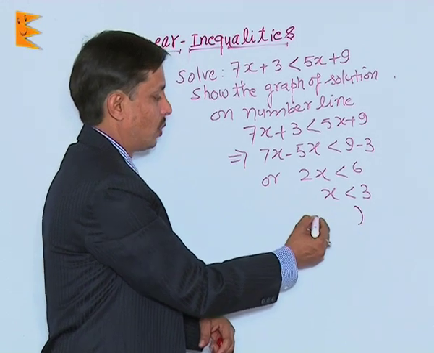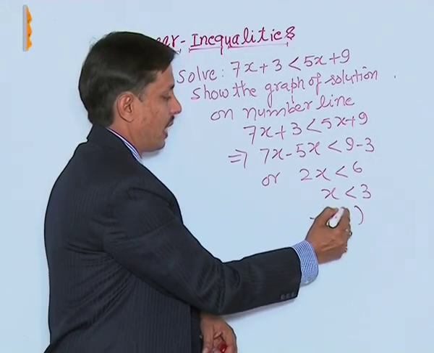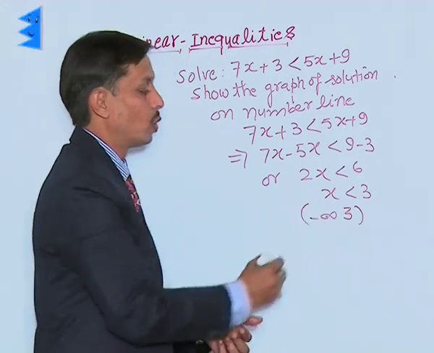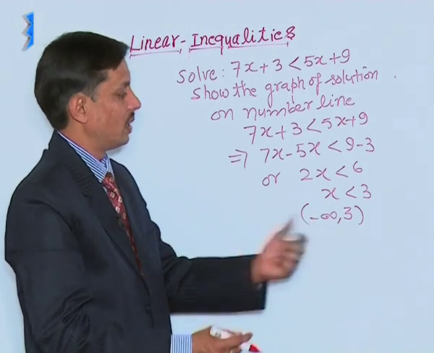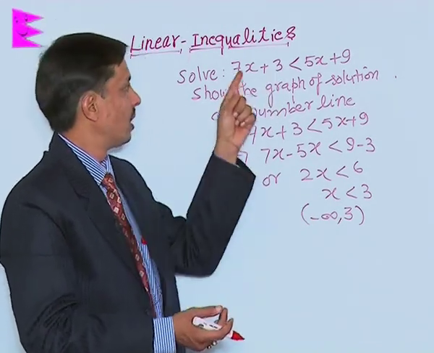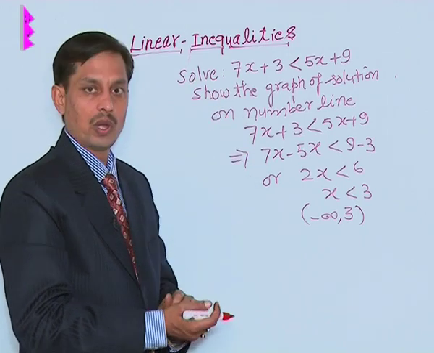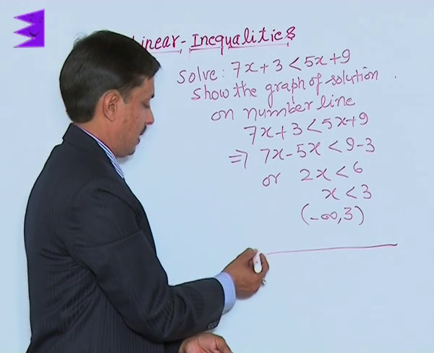If I write this solution, this will be minus infinity to 3. Minus infinity to 3 is the solution set of this required linear inequality. Question is how to represent on the number line.